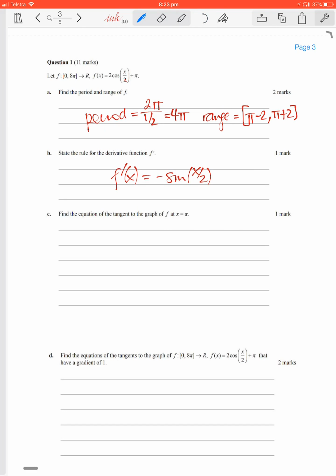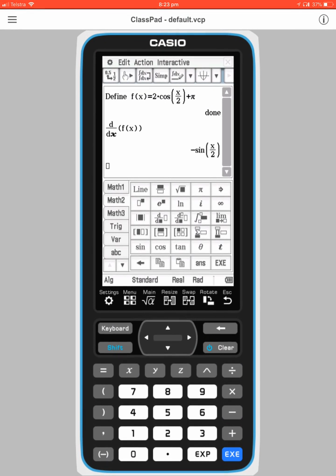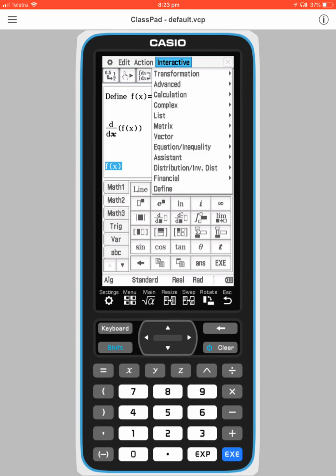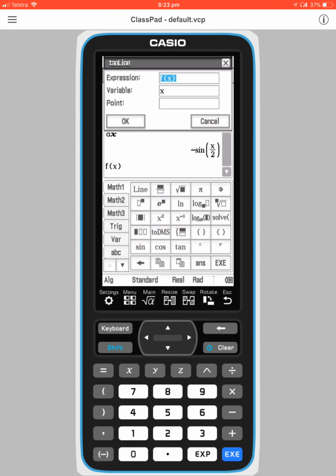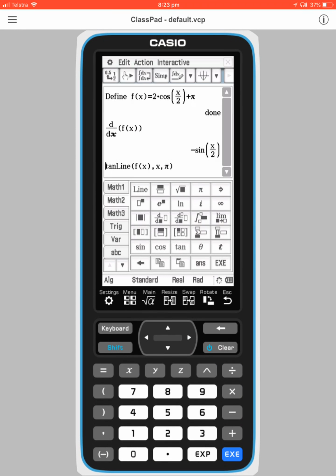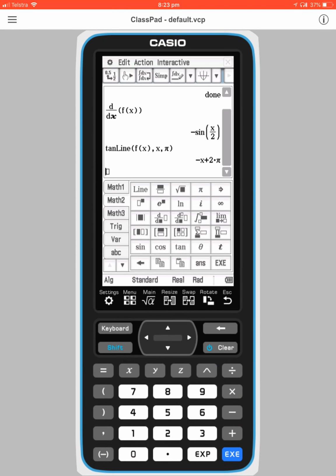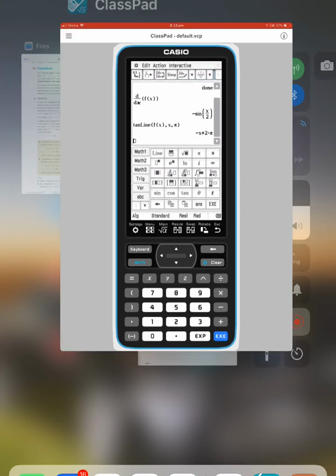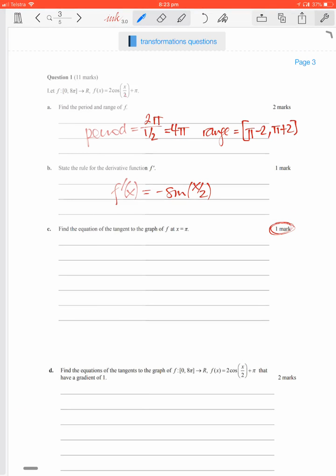Find the equation of the tangent to the graph at x equals pi. It's a 1 marker. Like I said, I want to find the equation of the tangent: interactive, calculation, line, tan line at x equals pi. Okay, negative x plus 2 pi. Now don't forget, it's y equals.